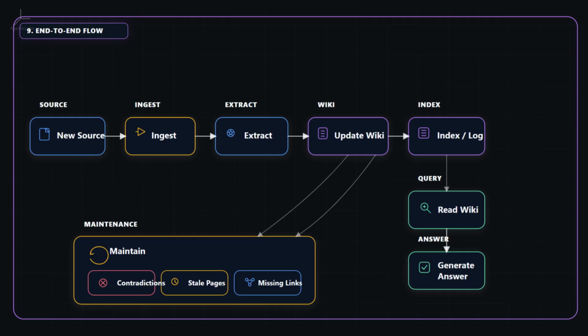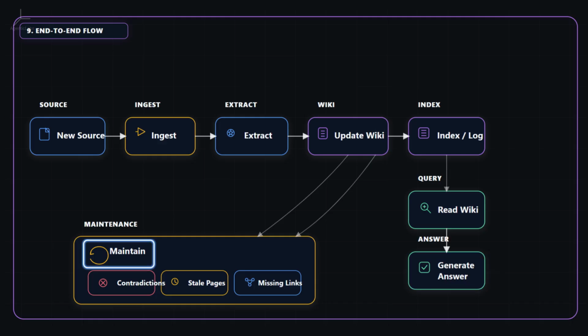The second step is query. The user asks a question. The agent first consults the wiki, index, summaries, concept pages, comparison pages, linked pages, then it answers. If the answer is valuable, it can be stored back into the wiki as a new artifact.